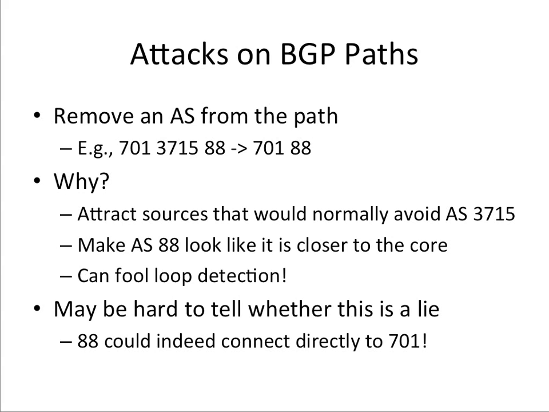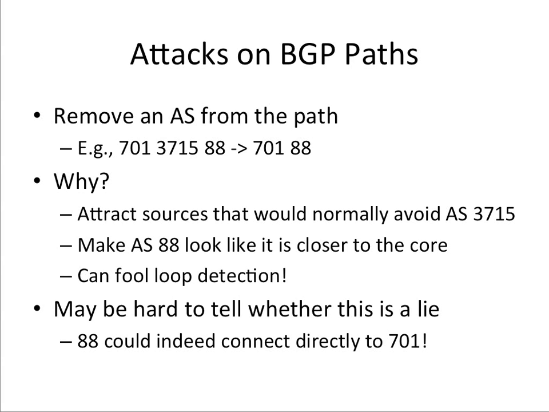Because there are these policies that determine which paths you're going to select, right? So let's say the actual path is 701, 371, 5, and 88. You might just say, okay, here's the path to this destination through me, 701, 88. Why might you want to do that? Maybe you want to attract traffic through you if someone is using shortest path, because the path looks shorter now, right? To your peers, the path is going to look shorter.